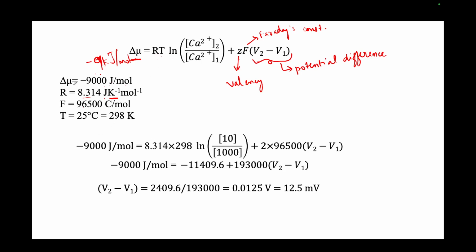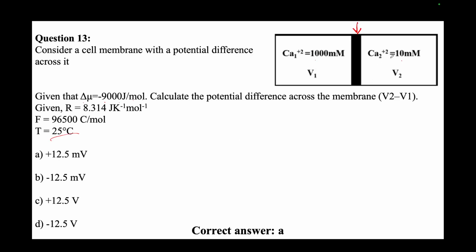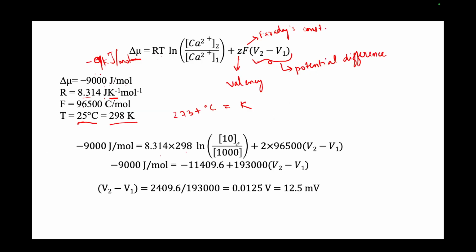So, delta mu is minus 9000 joules per mole, R is given, F is given, T I have converted. So, 25 degrees Celsius: you just add 273 to whatever degree Celsius is there, and this will give you the value in Kelvin. Okay. So, 273 plus 25 gives us 298 Kelvin. Now, just replace the values. Delta mu is minus 9000, R is 8.314, T is 298, log of calcium ion concentration in the second chamber, given as 10 millimolar, and in the first chamber it is 1000 millimolar. So, 10 divided by 1000.